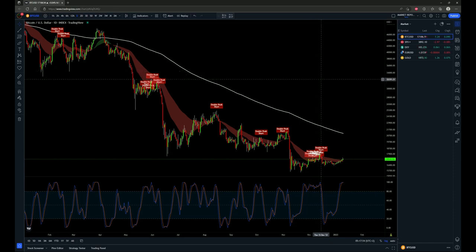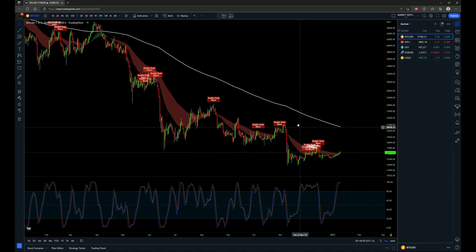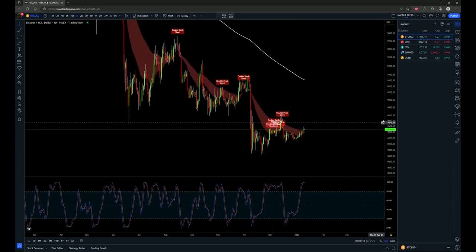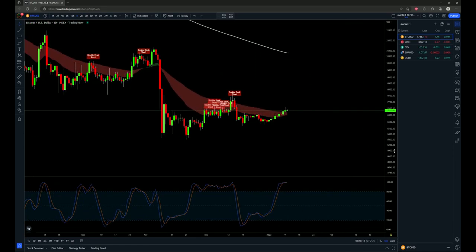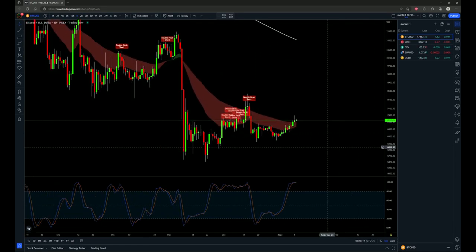So Bitcoin, in the last video, I was talking about this consolidating sideways within the context of an overall downtrend, expecting a continuation of this overall downtrend, as I've been talking about for quite some time, looking for pullbacks to get in at a discount for a short position, expecting continuation of this downtrend. So let's zoom in here and take a look at what things are doing.